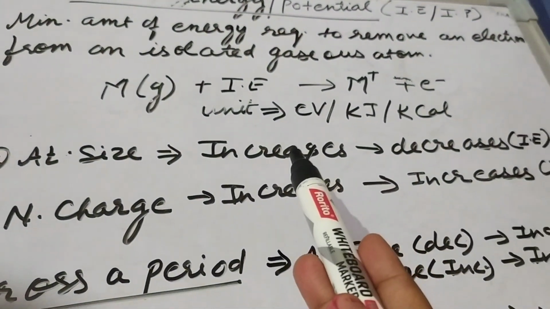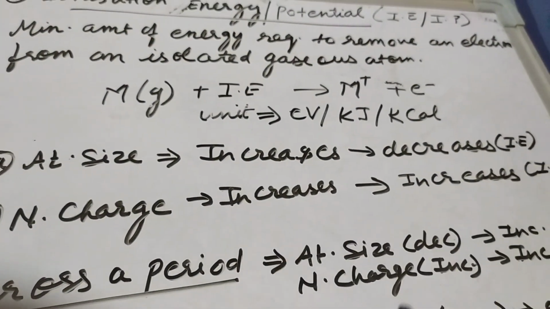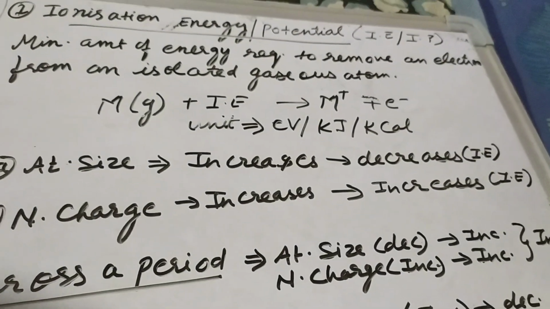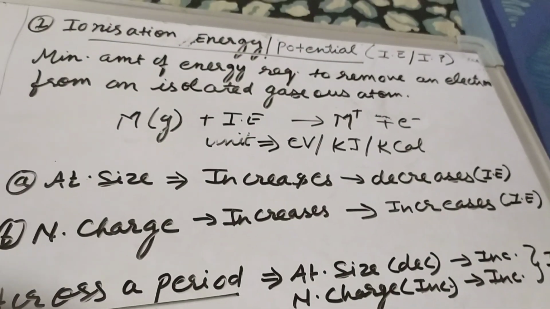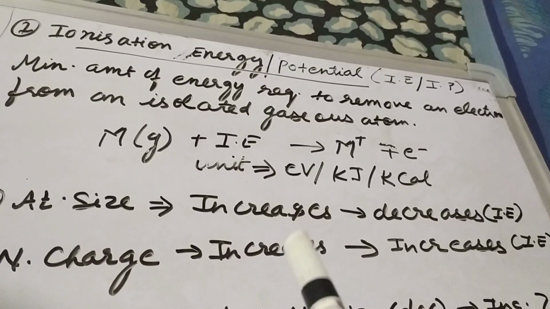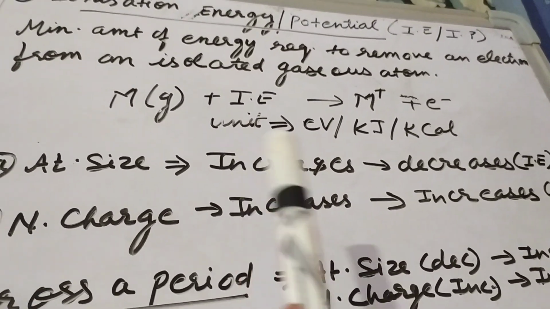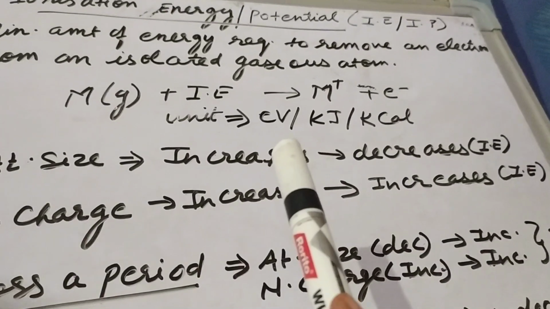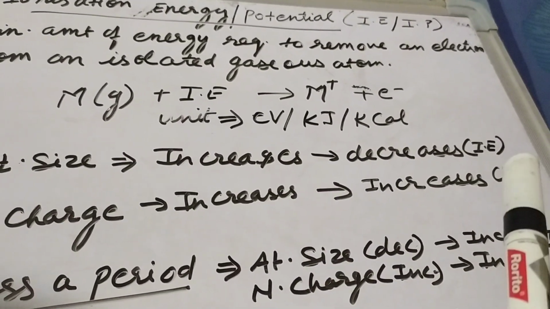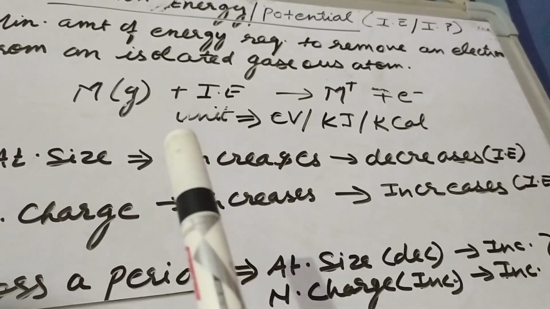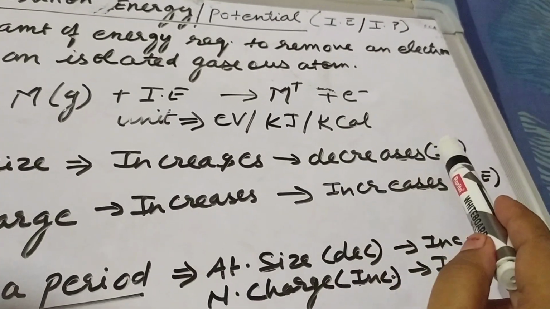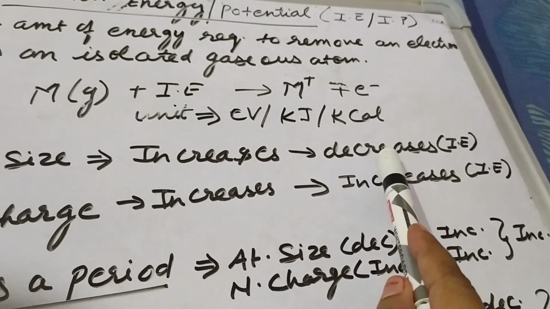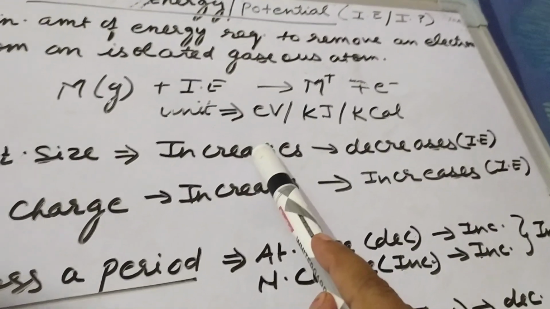The first is atomic size. If atomic size increases, obviously the outermost electrons in the atom will be loose. If you keep on increasing the shell, the force of attraction will decrease, and if the electron is loosely bound, then you require less IP or less IE, and therefore IE decreases as the size increases.